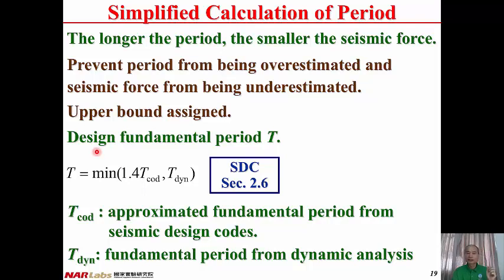Here we call it the design fundamental period T, and T equals the minimum of 1.4 T code and T dynamic. T code is the approximated fundamental vibration period provided by seismic design codes, as mentioned in the previous lecture. T dynamic is the fundamental period from dynamic analysis. This way we can prevent the fundamental period from being overestimated, and also prevent the seismic force from being underestimated.